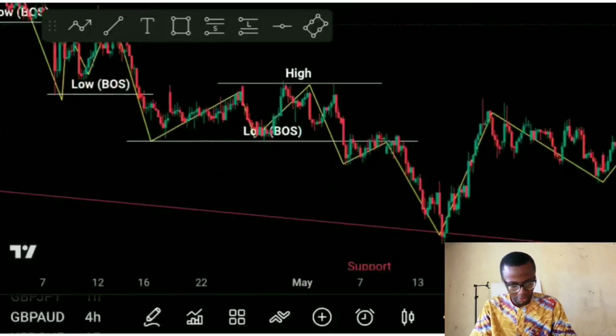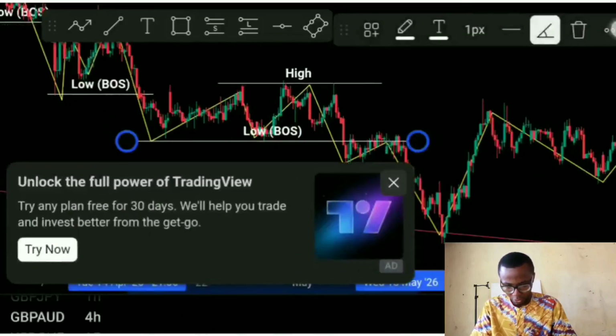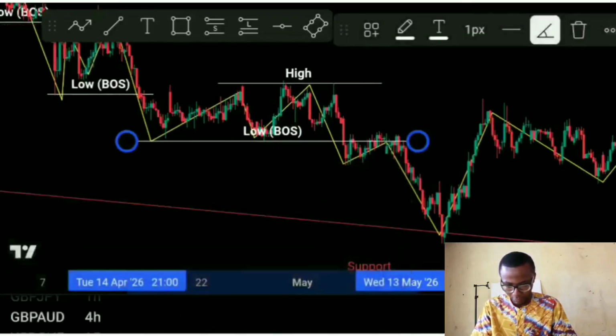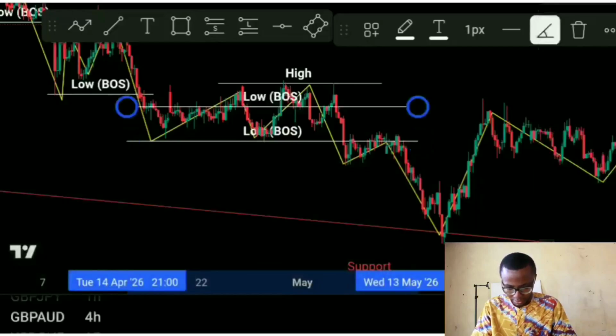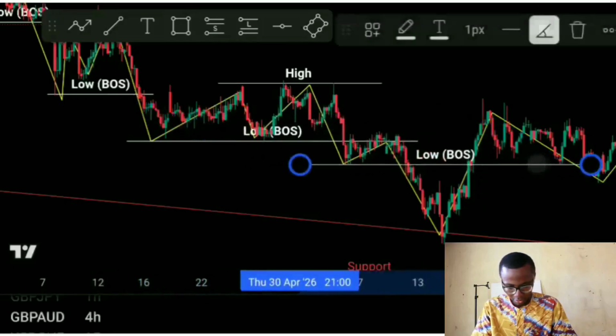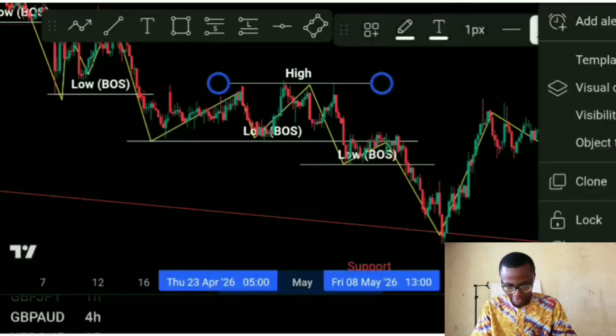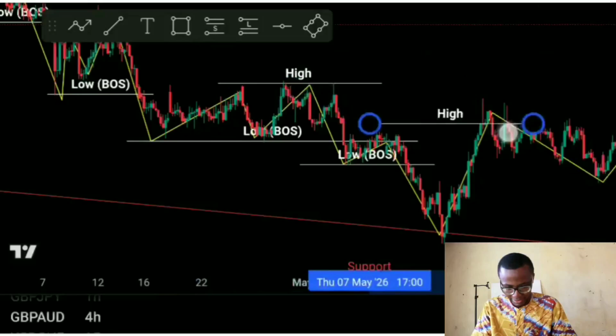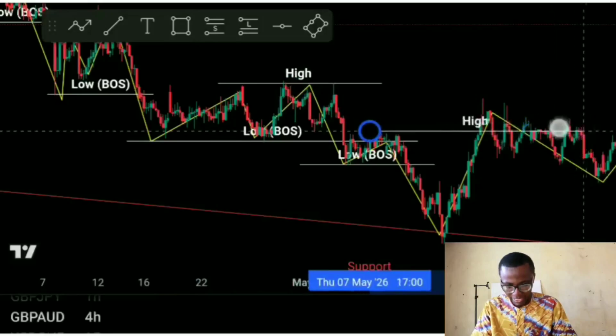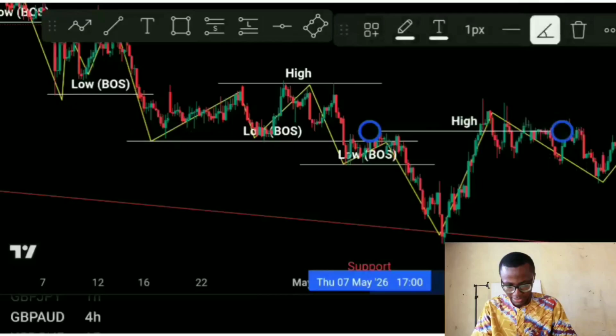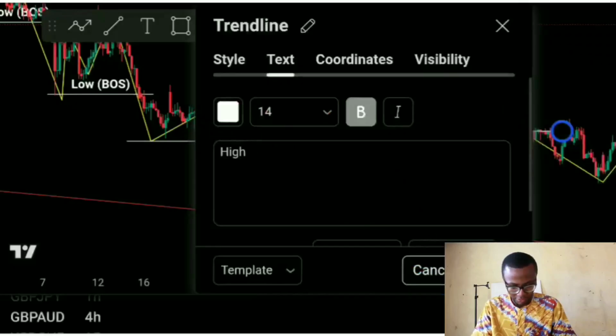Now, look at the next low. It was broken here. Are you seeing? That is break of structure. But look at the next high, this high here. This high has been broken. So this high is now what? A change of character.